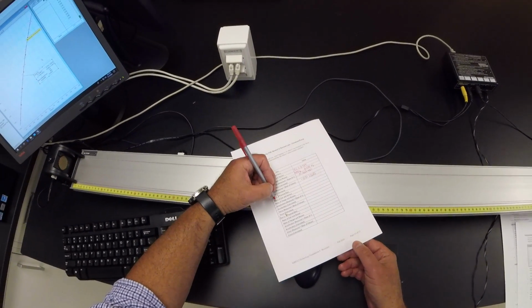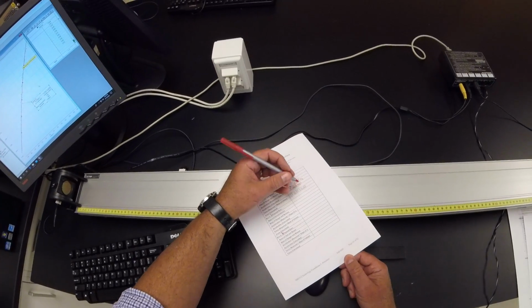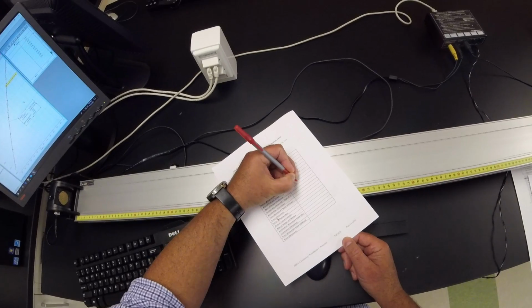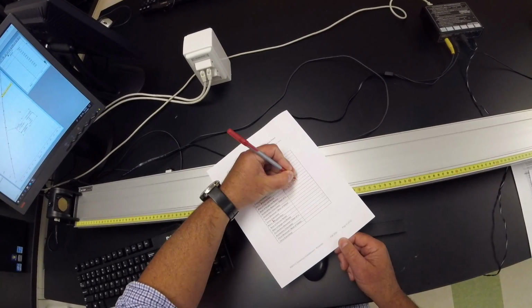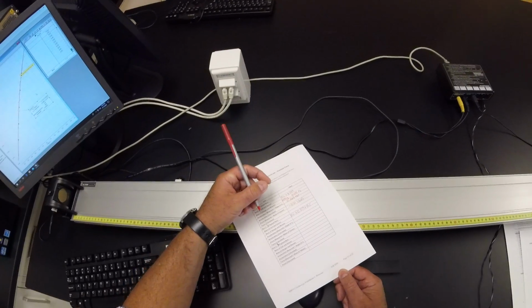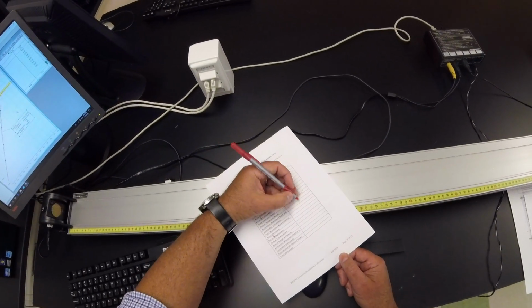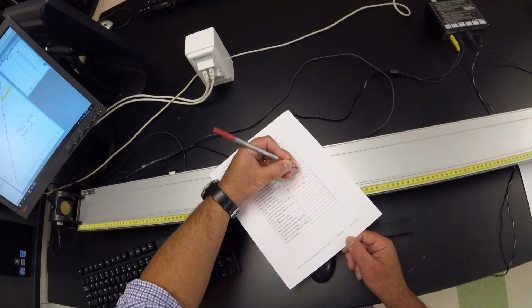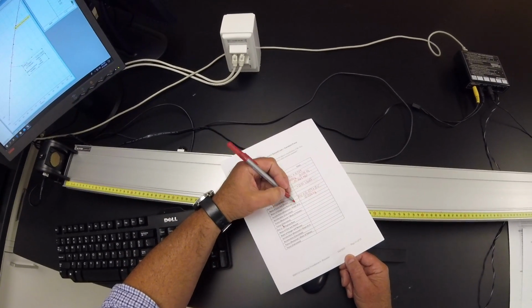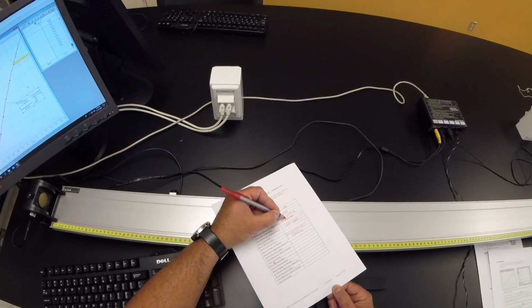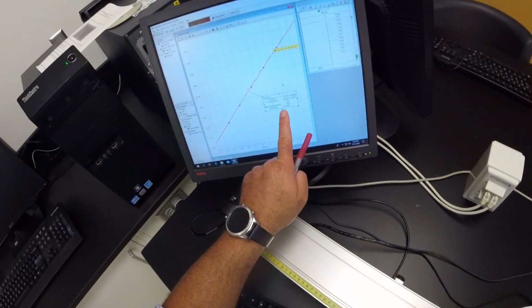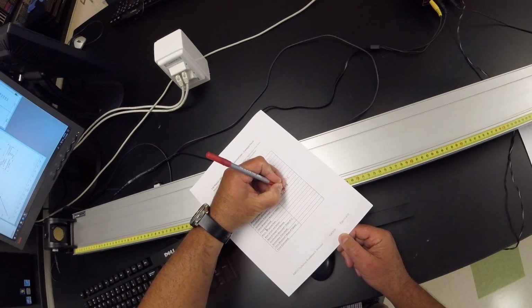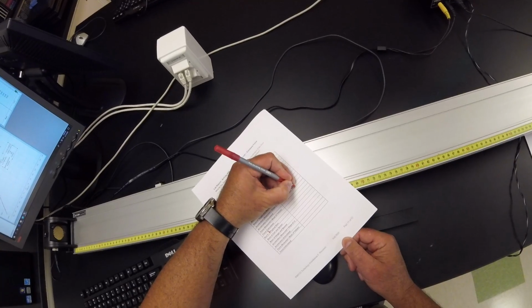So again, mass of cart and sensor was 0.5 plus 0.339, plus 0.5 because it had a payload. Mass of hanger and masses is still 0.035 kilograms. That hasn't changed. The acceleration, we had 0.269 before, and now I only have 0.170, and that's meters per second squared.